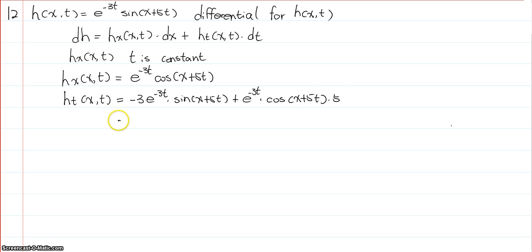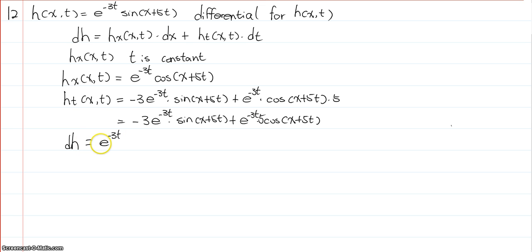Then you rewrite this a little bit. Let's just rewrite this as negative 3 e to the negative 3t times sine of x plus 5t, plus e to the negative 3t times 5 cosine of x plus 5t. Now what we have to do is just plug this back in, which will give us the whole thing, cosine of x plus 5t.